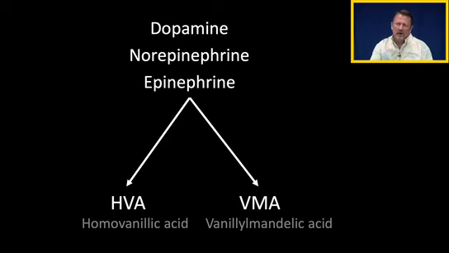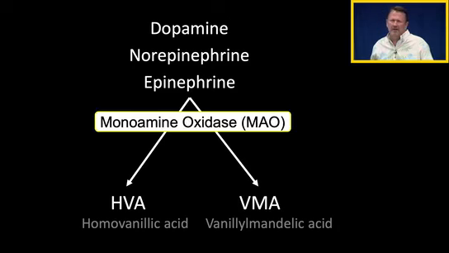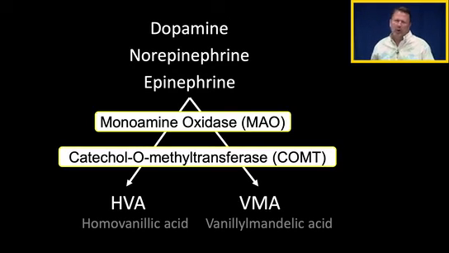You need to know about the enzymes that break down the catecholamines. The end products are HVA and VMA, homovanillic acid and vanillyl mandelic acid. There's all sorts of intermediate steps. If you look at a real pharmacology book, they'll show you all those intermediate steps. But what I want you to know is that this is mediated by two enzymes: monoamine oxidase and catechol-O-methyltransferase are the two enzymes that break down the catecholamines into their end products, HVA and VMA.